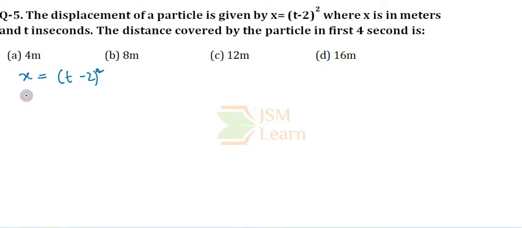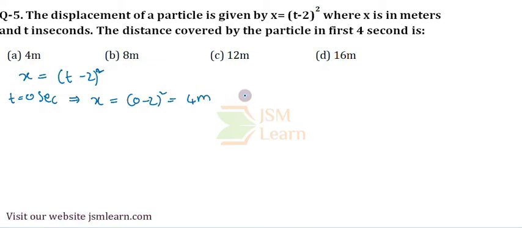So in order to understand the whole motion, first you should find its displacement, that is its position, at t equals 0 seconds. When we put t equals 0 in this formula, we get x equals 0 minus 2 whole squared, that is nothing but 4 meters. It means that initially, at t equals 0, the displacement of the particle is 4 meters.